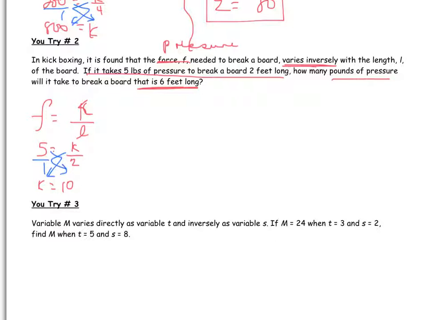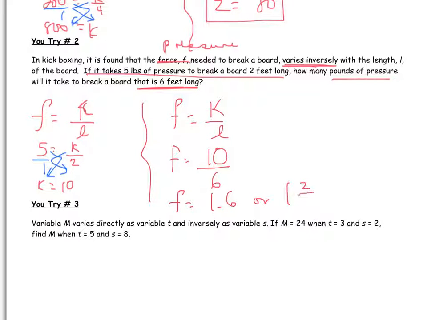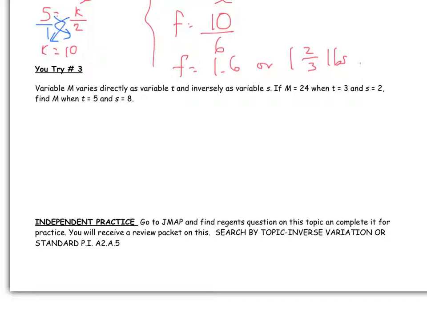All right, so let's answer the question now. F is equal to K over L. We know that K is 10, and we know that L is 6 for this section, so F is equal to 10 over 6, which is 1.6, or for a more exact answer, 1 and 2/3 pounds.